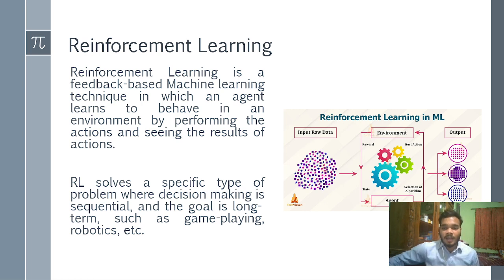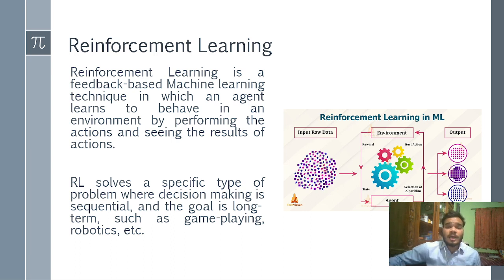Here we can see that the input data has many kinds of shapes in the environment. In the model, we have an environment and an agent. First the agent selects the algorithm and the base actions. According to the base action it gets a reward, and according to the reward it takes the steps, and in this process we get the output from reinforcement learning.